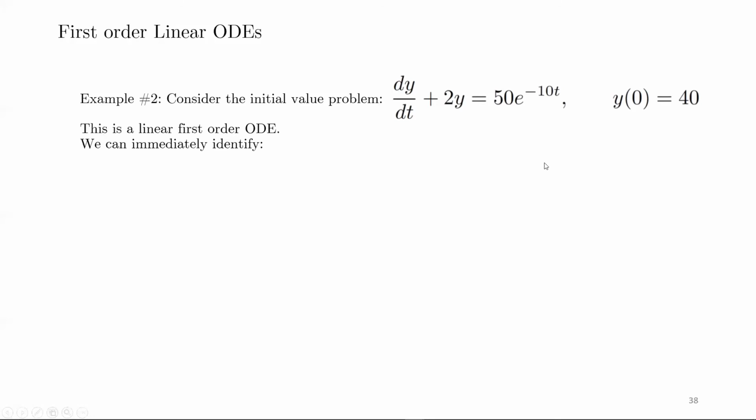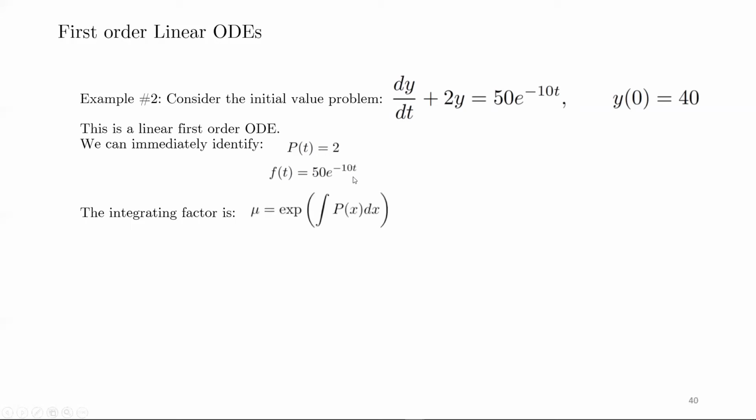Okay, so we can immediately identify these functions p of, in this case, t. So the independent variable in this case is t. Maybe it stands for time, I don't know. y is still our dependent variable. But the factor in front of y here, the linear term of y, is just 2. So our function p of t is 2. Our right hand side is still just a function of the independent variable, and it's simply 50 times the exponential of negative 10t.